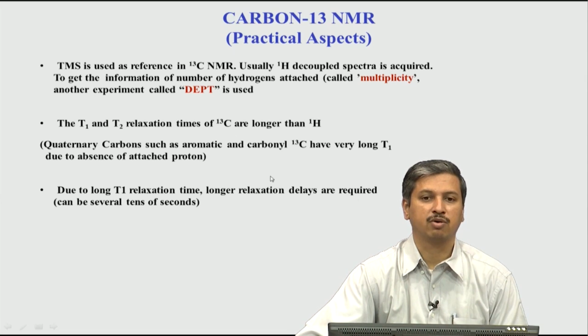That means, if I want to have a long relaxation delay, 1 to 2 seconds is a typical T1 of protons for small molecules. So, for hydrogen proton NMR we typically use a relaxation delay of 5 to 10 seconds. Typically it is not more than 5 practically.